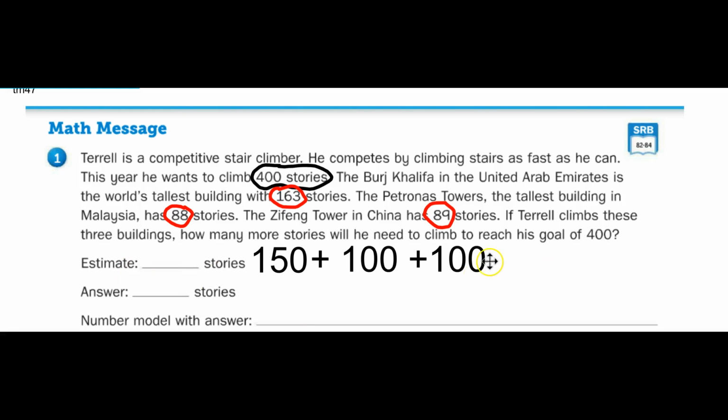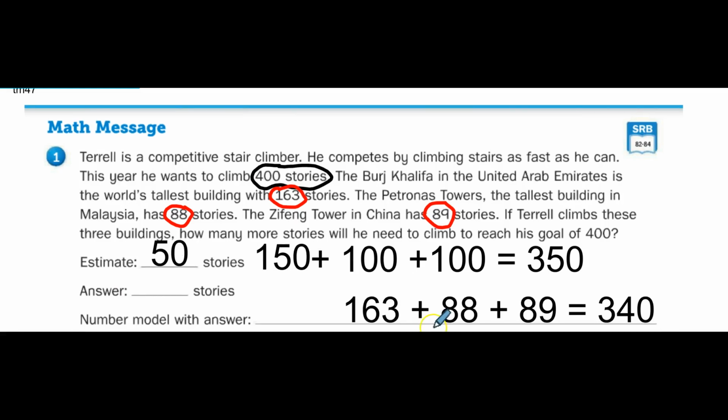I'm estimating that he will have climbed about 350 stories if he climbs these 3 buildings. Okay. The question is, how many more stories will he need to climb to get to 400? So with my estimate of 350, I'm estimating that he has about 50 more stories to go to get to 400. Okay, there's my estimate. Now I need to solve for the exact answer.